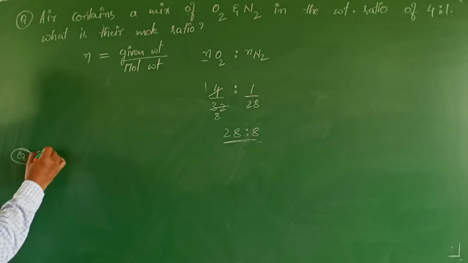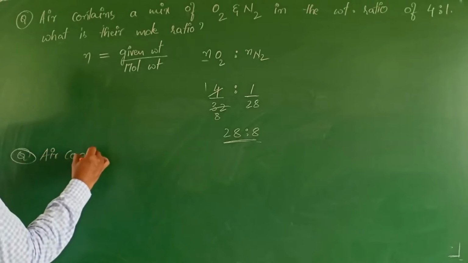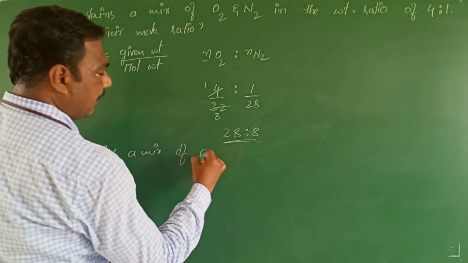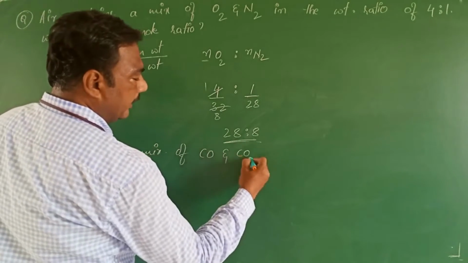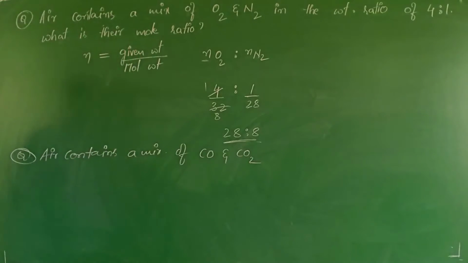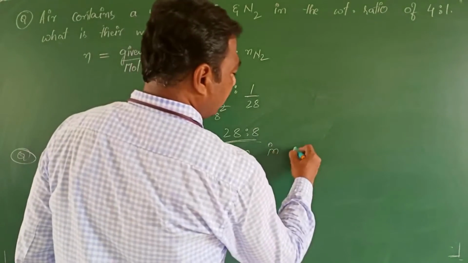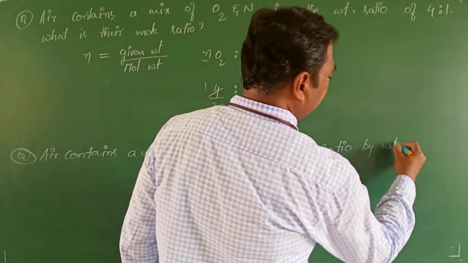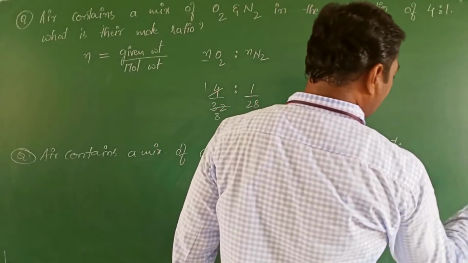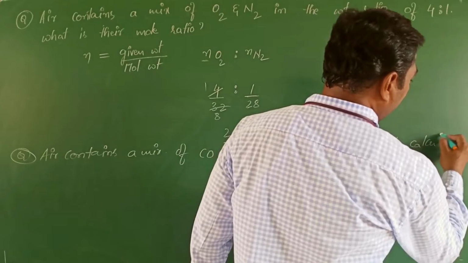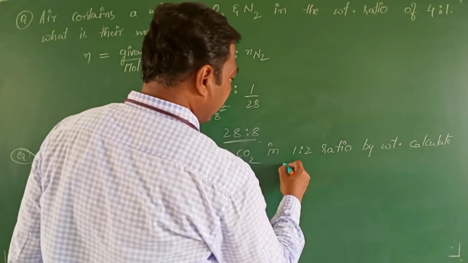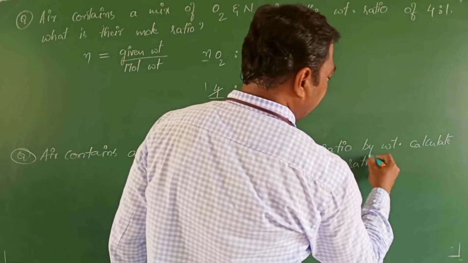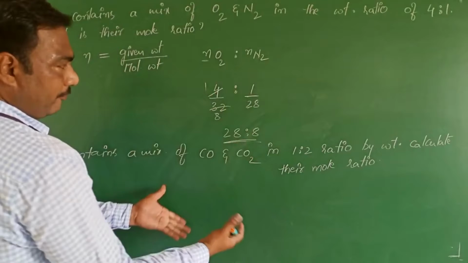Air contains a mixture of carbon monoxide, CO, and carbon dioxide, that is CO2, in 1 is to 2 ratio by weight, and it is asking to calculate their mole ratio. Again, the same formula here.